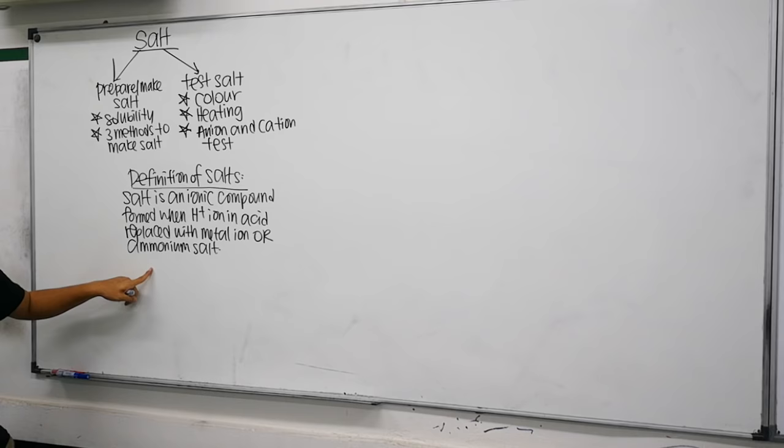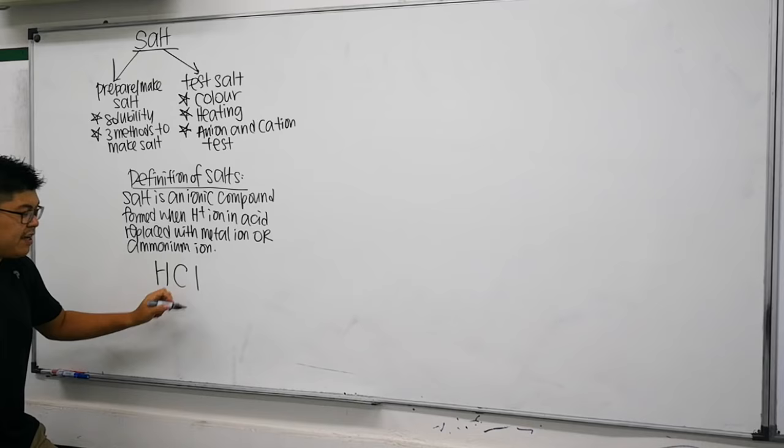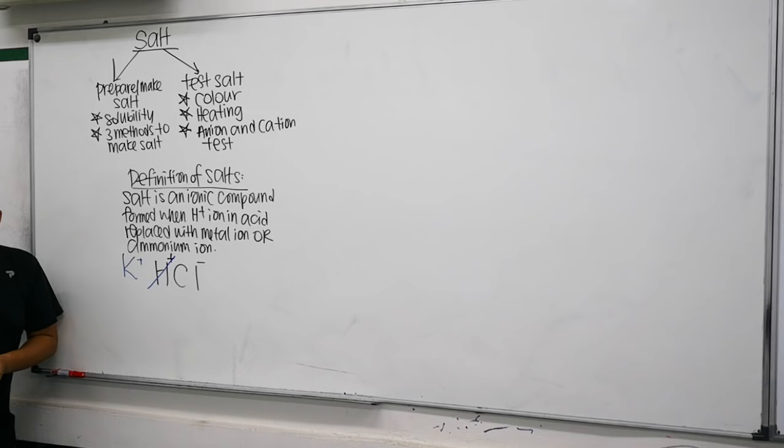I'll give you three simple examples, guys. The simplest and most famous acid is called hydrochloric acid. You know hydrochloric acid has H plus and Cl minus. You change the H plus ion, let's say with a metal ion. Let's say the metal is potassium. So your final product, potassium chloride, is a salt.